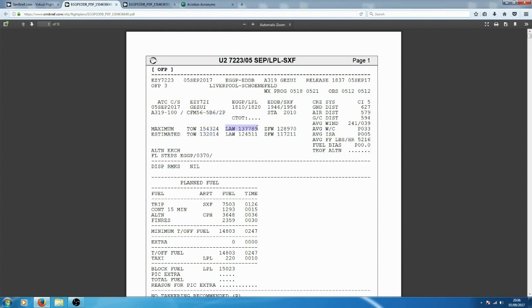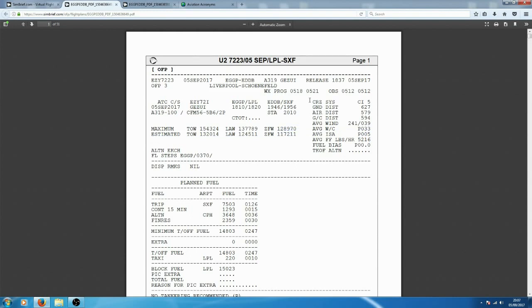Same here, this will give you your maximum landing weight, LAW, so maximum landing weight 137, your estimated landing weight for today's aircraft 124511, and your maximum zero fuel weight, which is everything on the aircraft, so all your passengers, all your cargo, pilots, catering, everything except the fuel. Because the one thing that can change within a flight is the fuel. You can't throw passengers and cargo out of an aircraft. So yeah, that's important to know as well. So we're estimating a zero fuel weight of 117, and the max is 128.